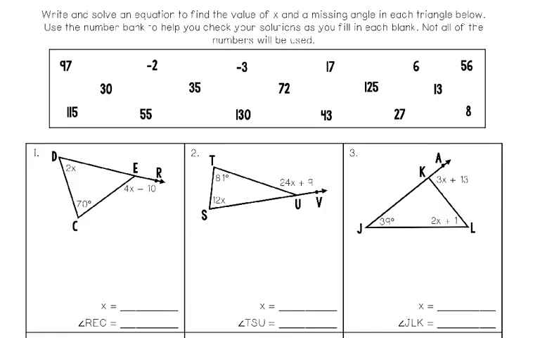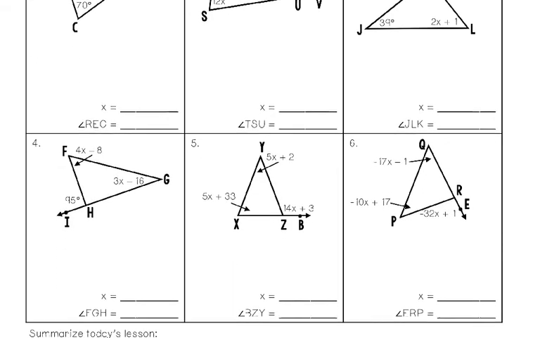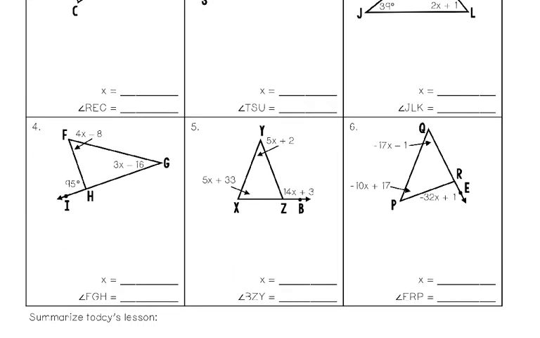So here are some challenge problems on the back for you to write and solve equations to help find the value of x and the missing angles in these triangles. There is a number bank of options to help you check your solution. However, not all the numbers will be used. In this video, we're just going to do one example together, and that's going to be number 4.